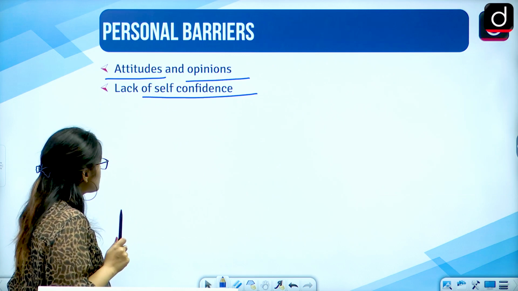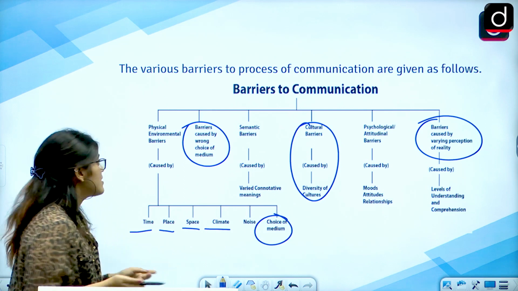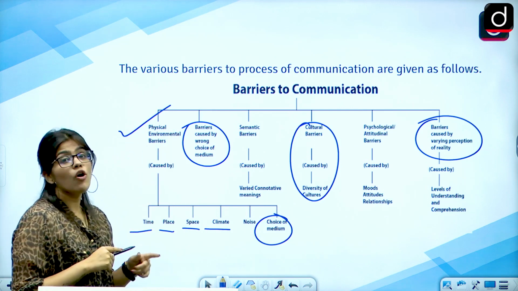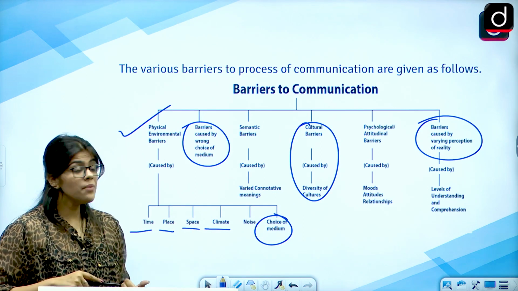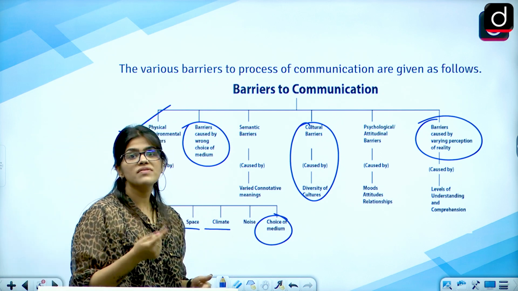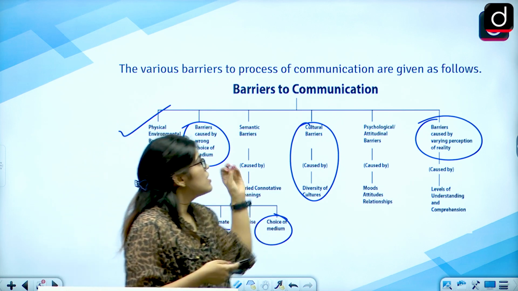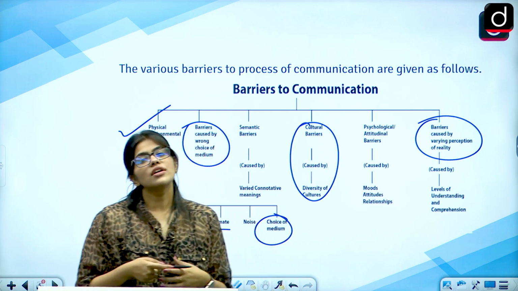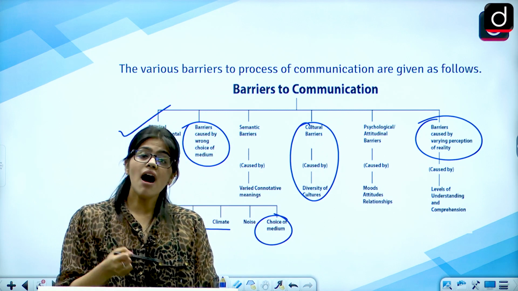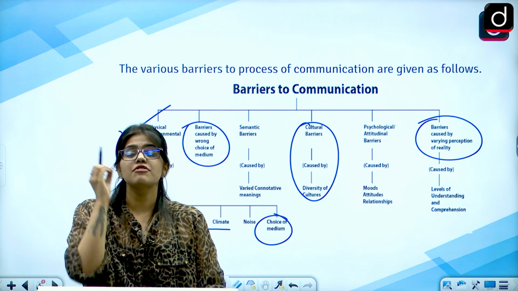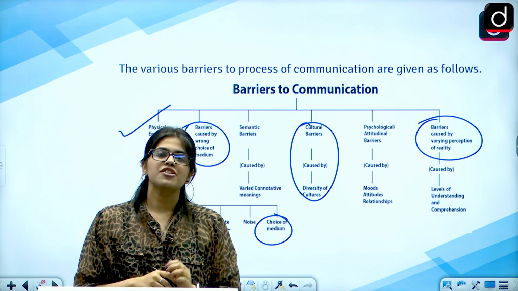So I hope you understood the different barriers to communication. You understood that there can be different barriers caused by the environment, the wrong medium, the weather, time, place, space, noise, etc. There can be barriers caused by the semantic, which is associated with language. Then it can be cultural, organizational, psychological, attitudinal, or physiological barriers. So these are the different barriers that we see, and our role should be to eliminate these entropies, these obstacles and distractions so that proper communication can happen.